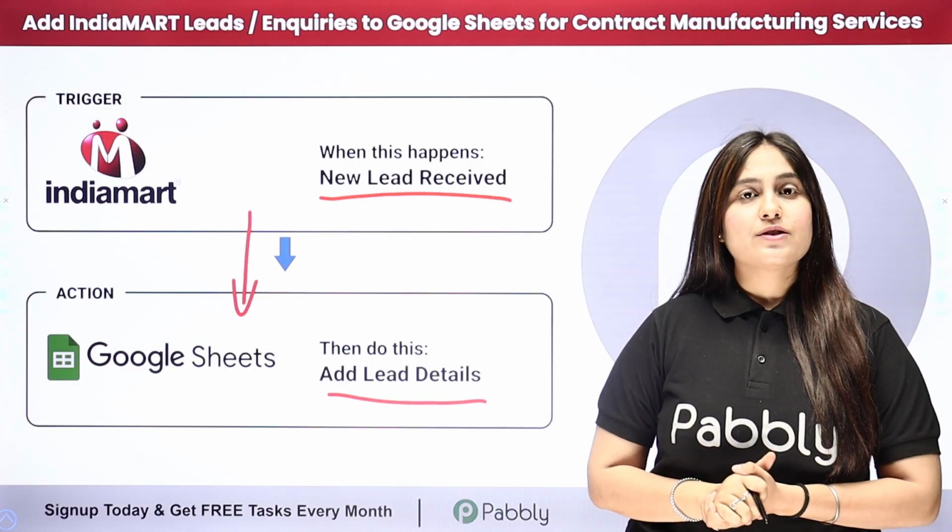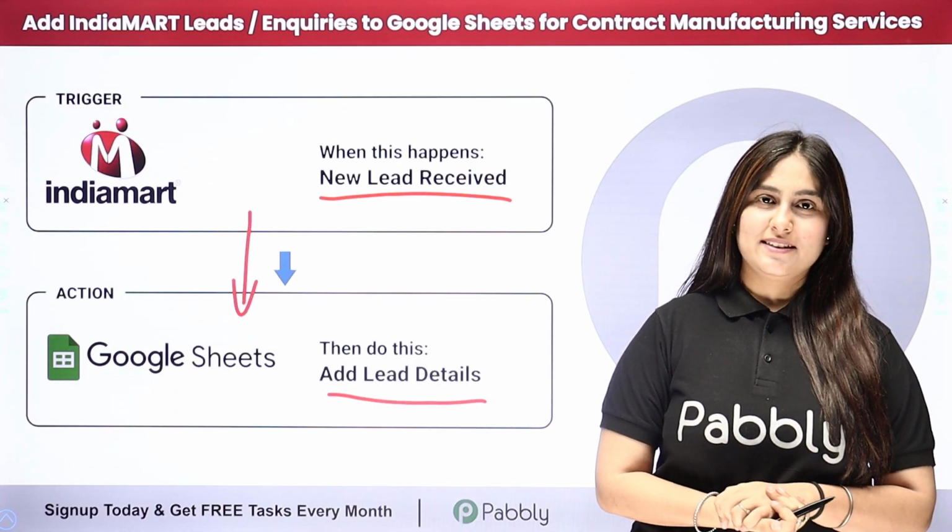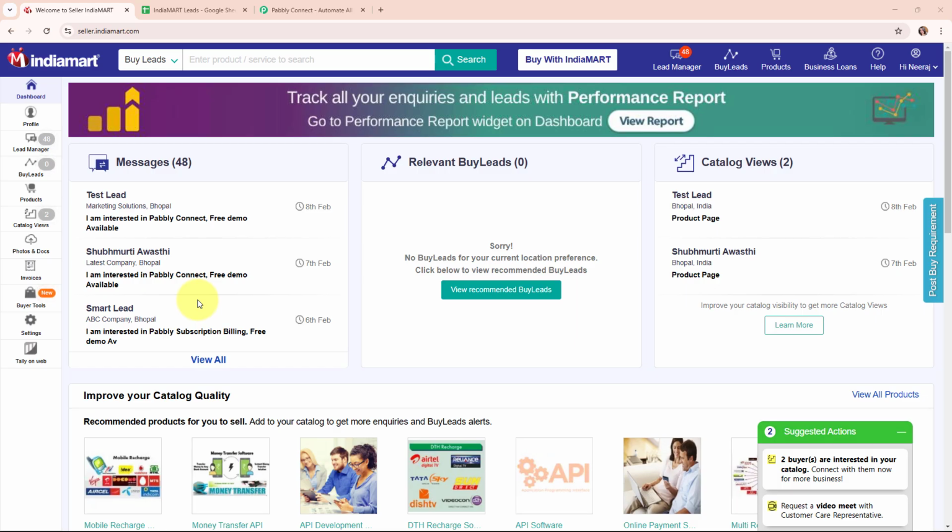So to see the working of this automation and to learn this process step by step, let me take you to my screen. Welcome to my screen. So in this video, I'll show you how to automatically add IndiaMART leads and inquiries to Google Sheets for contract manufacturing services. So this automation will help you organize leads efficiently, track inquiries in real time, and streamline your follow-up process. So stay tuned as I walk you through the step-by-step setup.